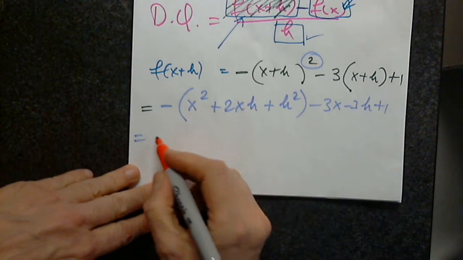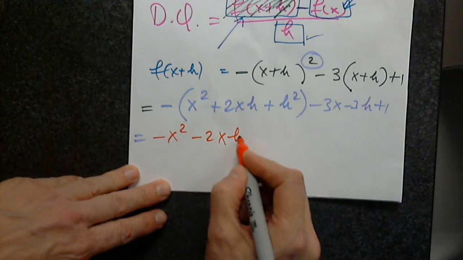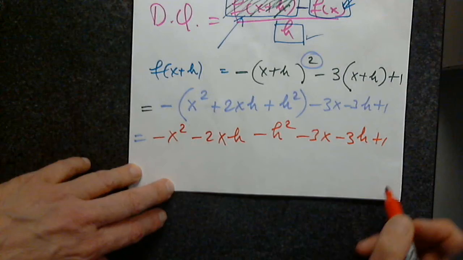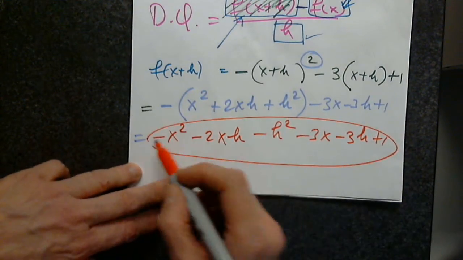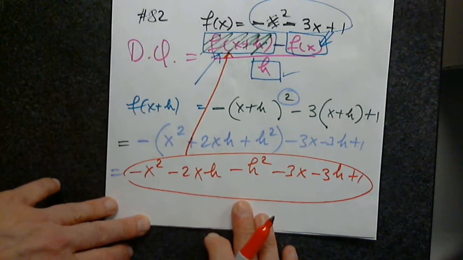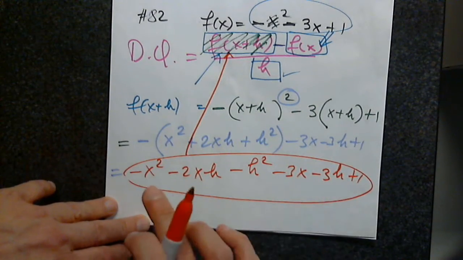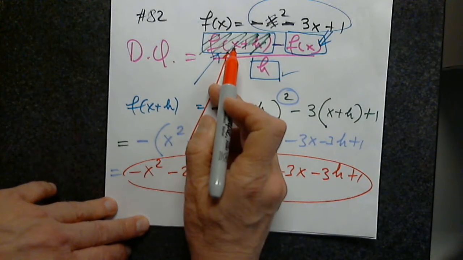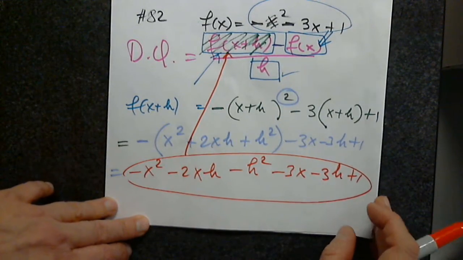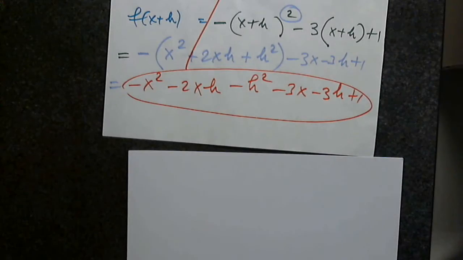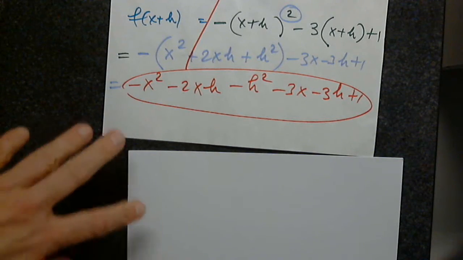That's not a big deal. I get negative x squared minus 2xh minus h squared minus 3x minus 3h plus 1. All this replaces that piece number 1. All these terms, 1, 2, 3, 4, 5, 6 terms, will be here, replacing this. Tell me when you're ready. It's just algebra.